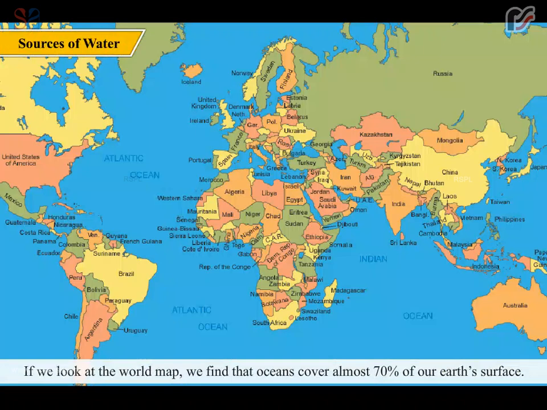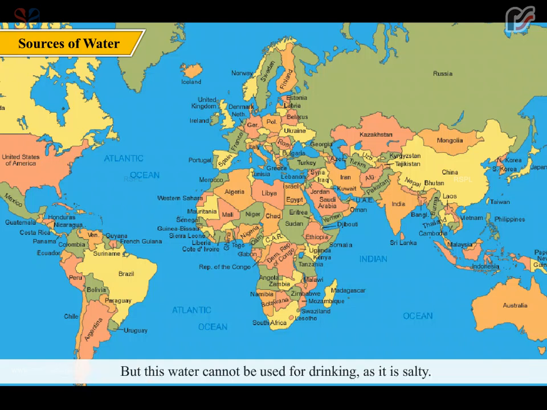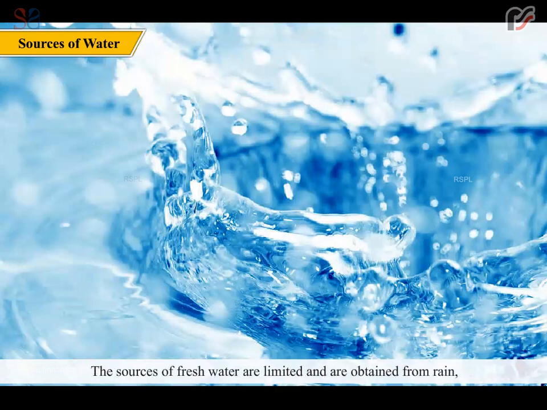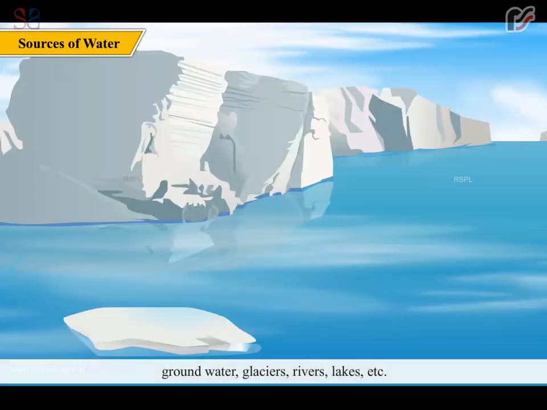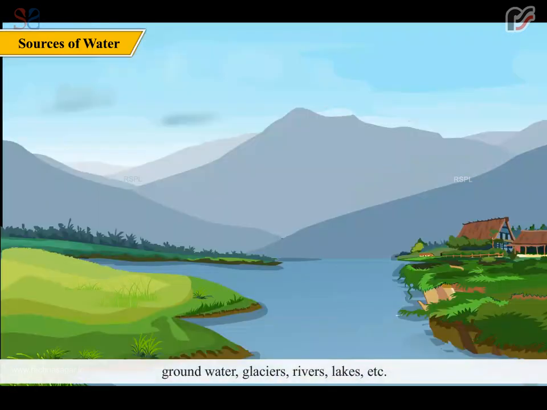If we look at the world map, we find that oceans cover almost 70% of our Earth's surface. But this water cannot be used for drinking, as it is salty. The water we use for drinking and other purposes is called fresh water. The sources of fresh water are limited and are obtained from rain, groundwater, glaciers, rivers, lakes, etc.